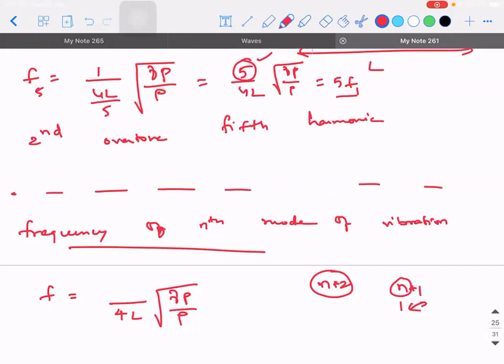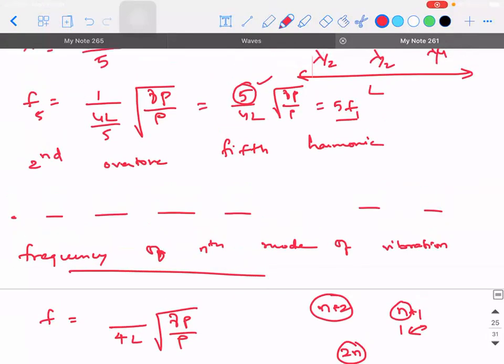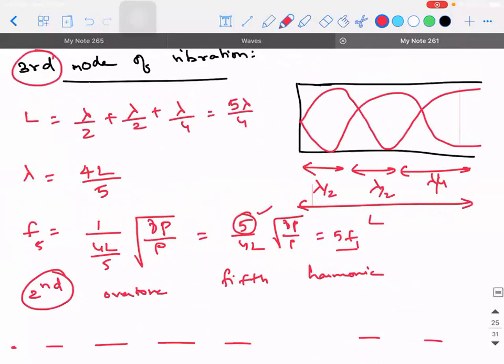See, an odd number is always formed from an even number. Even number is 2n. It can either be 2n minus 1 or 2n plus 1. Tell me in this case, which one should I choose? That is decided by the mode of vibration.